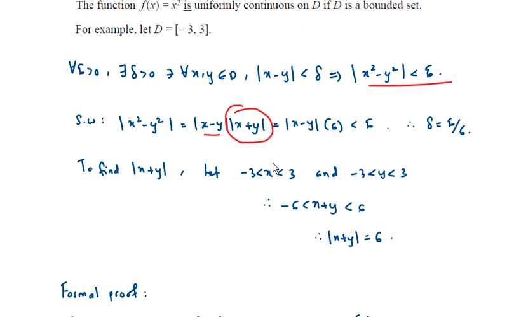Okay, now we want to find x plus y. So x yang tengah ni, which is x plus y. So we get this. On the left, -3 plus -3, so we get -6. And then on the right side, 3 plus 3, so we get 6. So absolute value of x plus y is bounded by 6. Substitute into this. Therefore, delta is epsilon over 6. Kalau untuk case uniform ni kita tak perlu letak minimum 1 because kita hanya let x dengan y ni dalam bounded set, which is from -3 to 3.